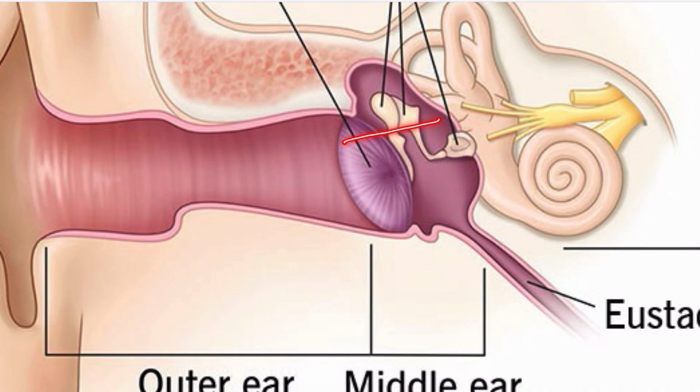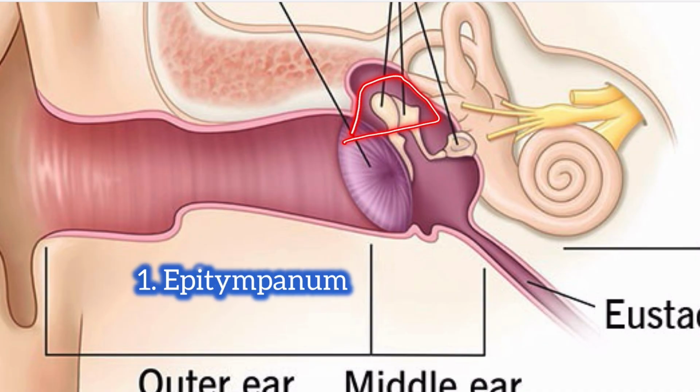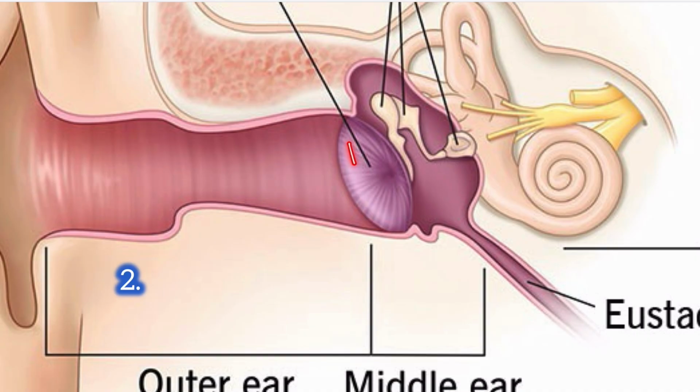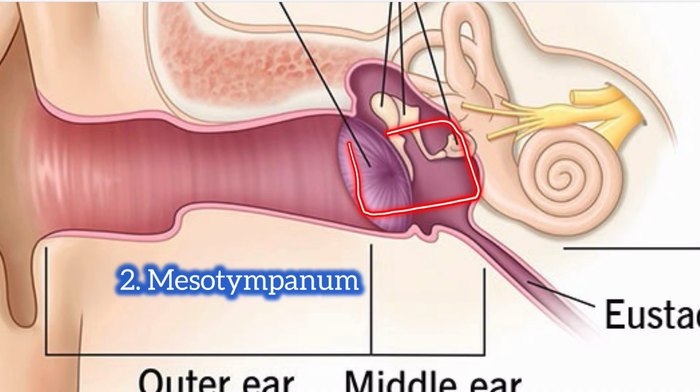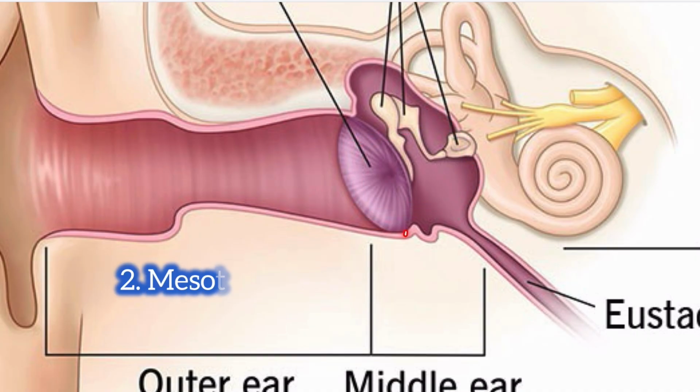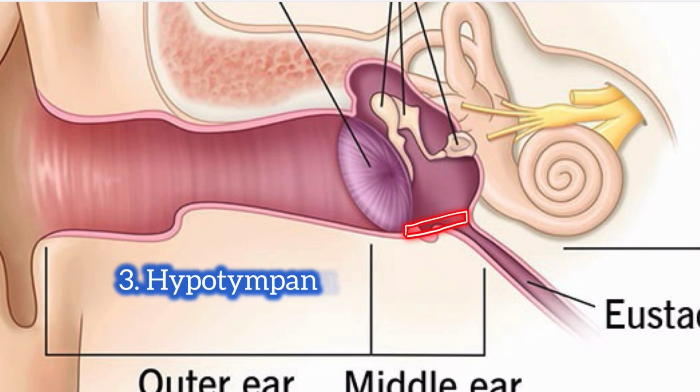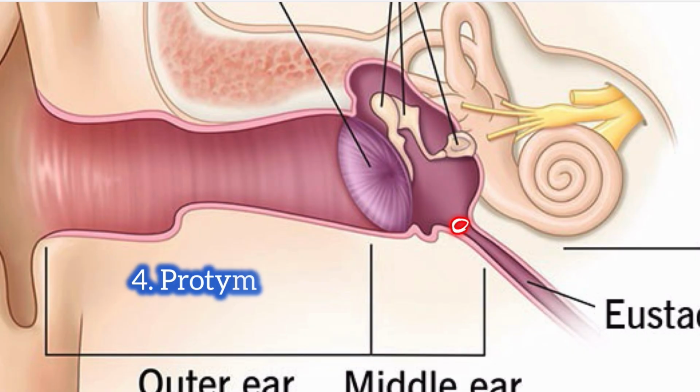The part that lies against the pars flaccida is called the epitympanum, and the part that lies against the pars tensa is called mesotympanum, and the part that lies below the level of annulus is called hypotympanum, and the part that lies against the eustachian tube is called the protympanum.